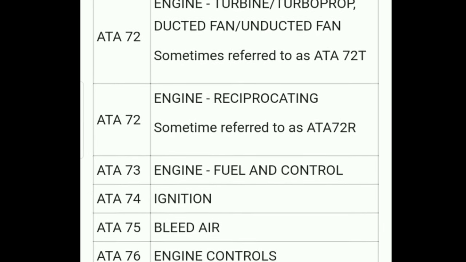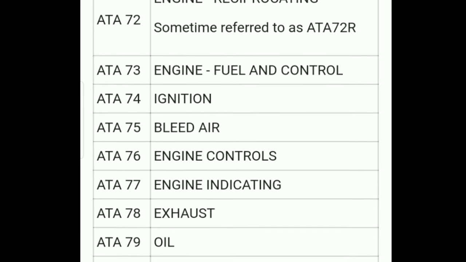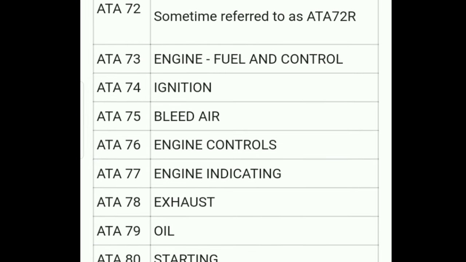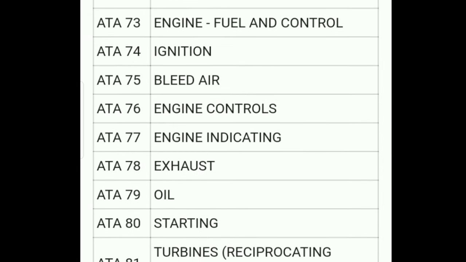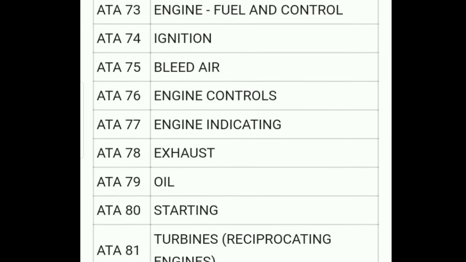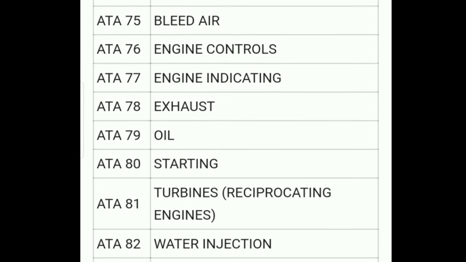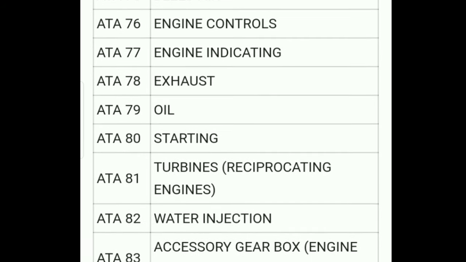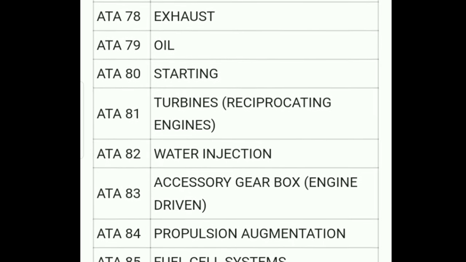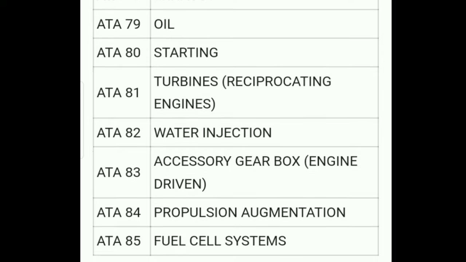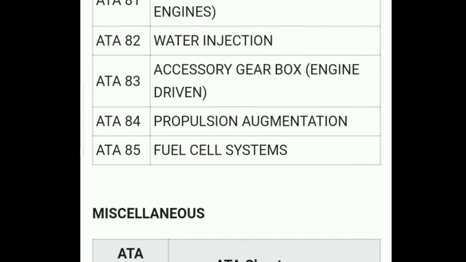ATA-73, Engine, Fuel and Control. 74, Ignition. 75, Bleed Air. 76, Engine Controls. 77, Engine Indicating. 78, Exhaust. 79, Oil. 80, Turbines for Reciprocating Engines. 82, Water Injection. 83, Accessory Gearbox, Engine Driven. 84, Propulsion Augmentation. 85, Fuel Cell Systems.